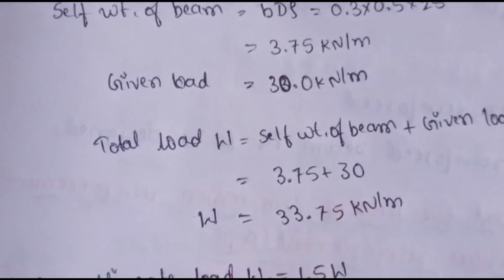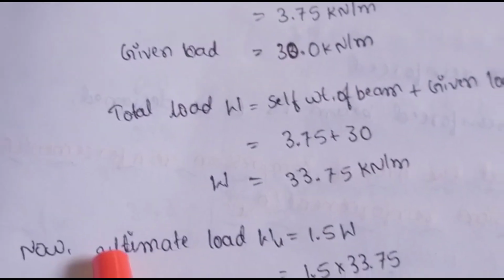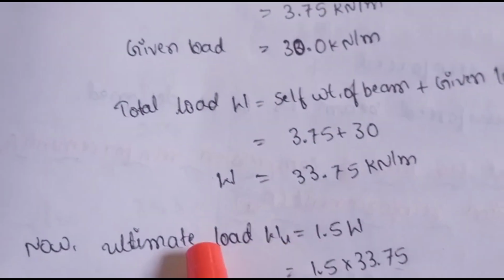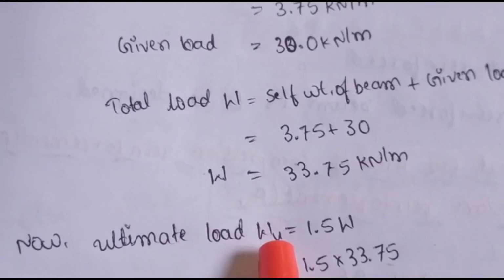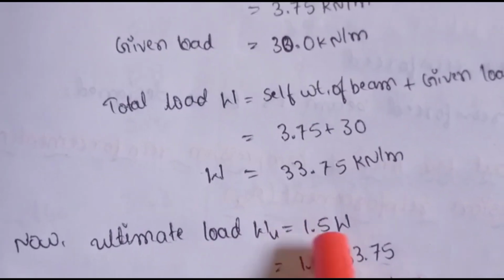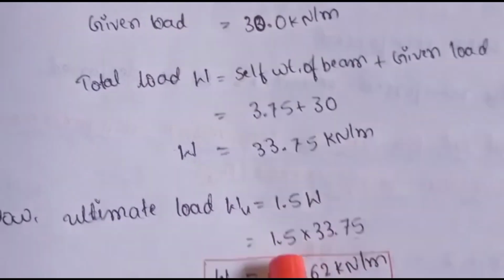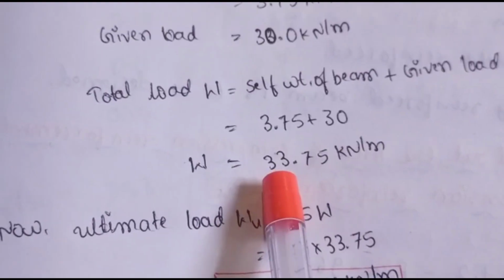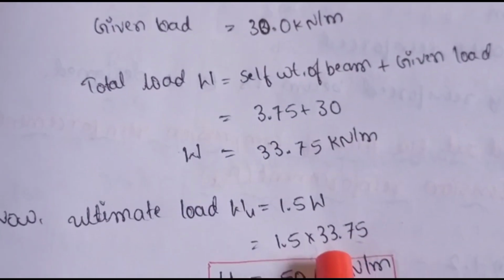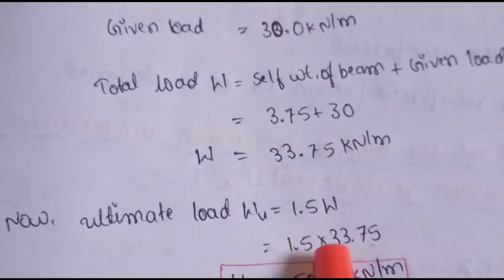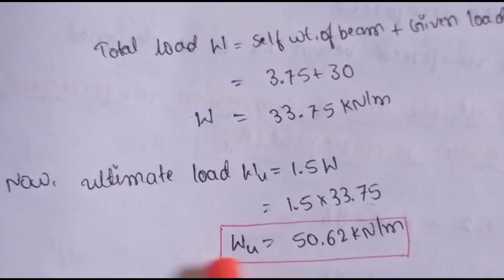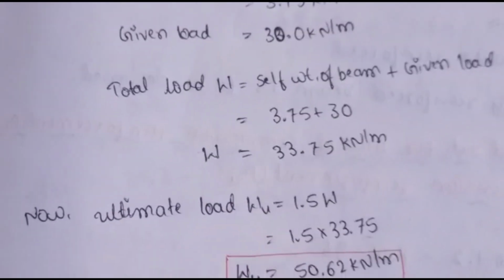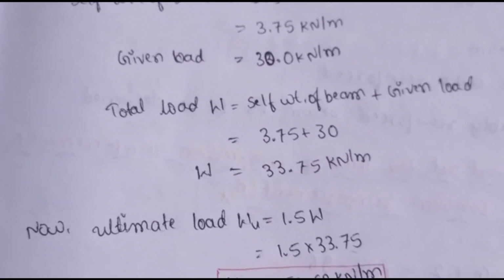After this, we'll go for the calculation of factored load. For that, we have the formula. Factored load is also called ultimate load, that is denoted as Wu. For that, we have the formula 1.5 into our total load. So substitute all the values, 1.5 into our total load which we have calculated now, 33.75. After simplifying, we'll get our factored load is equal to 50.62 kilonewton per meter. This is the process of calculation of ultimate load.